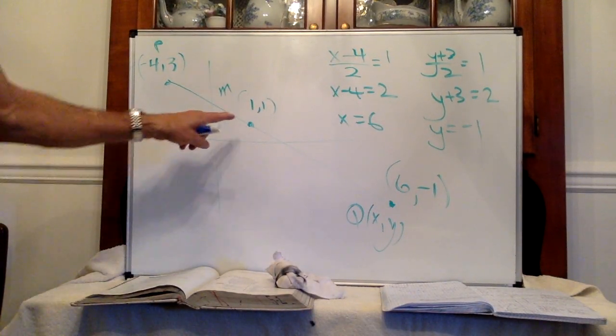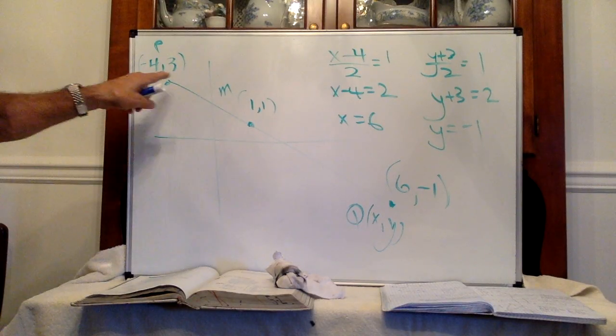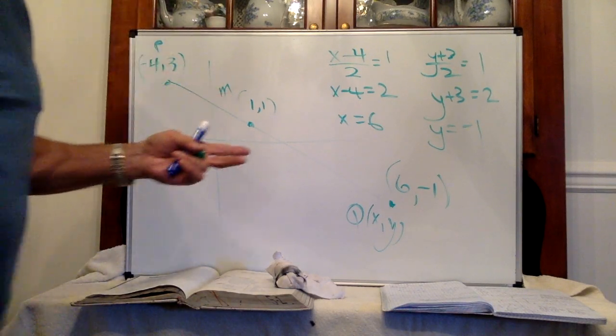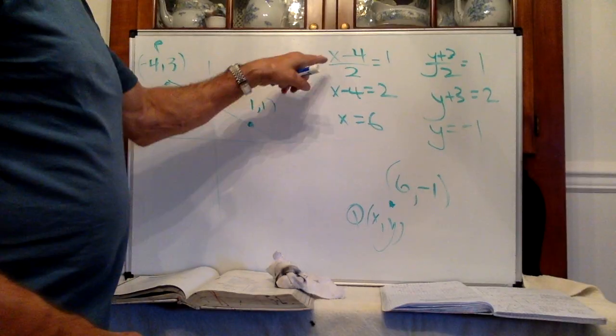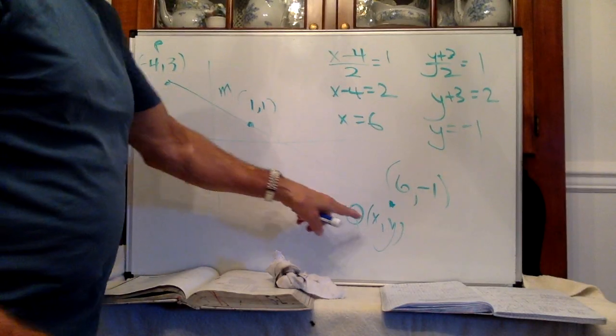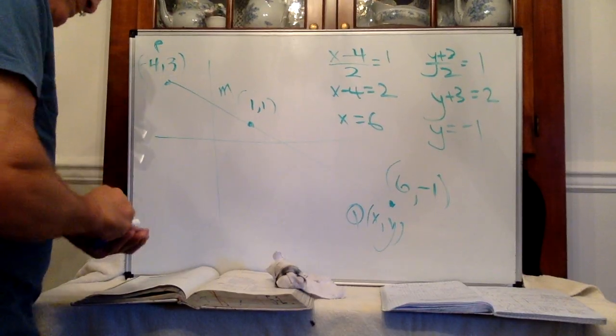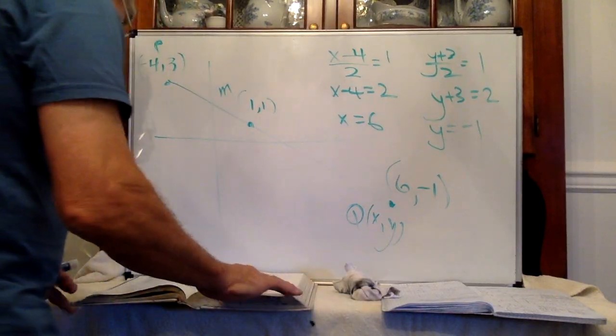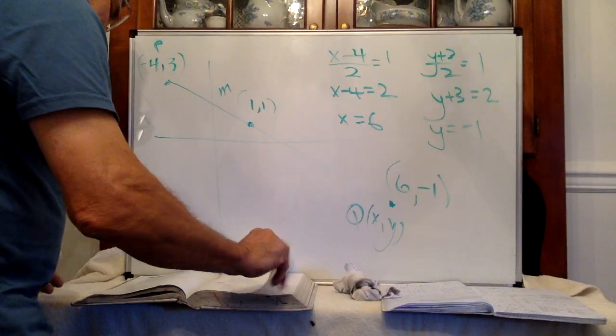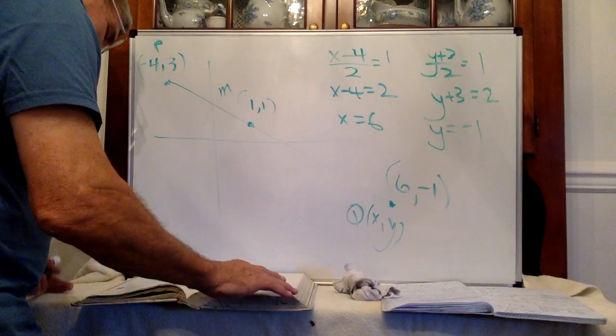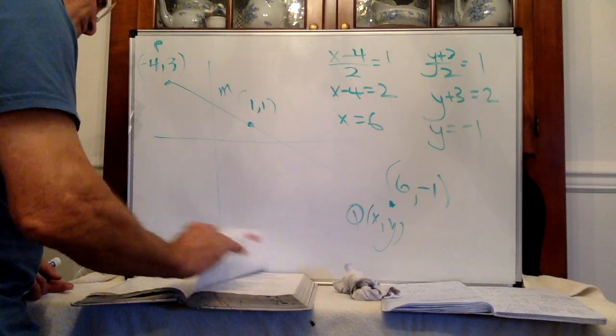Hopefully you followed that. So if you're given the midpoint, and you're given only one endpoint, you still use the midpoint formula, but you're solving for the coordinates of the other endpoint. Midpoint formula. Hopefully that rings a bell from algebra. Maybe, maybe not. But hopefully it does.